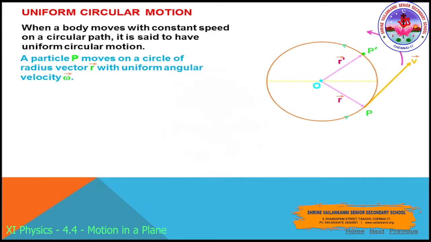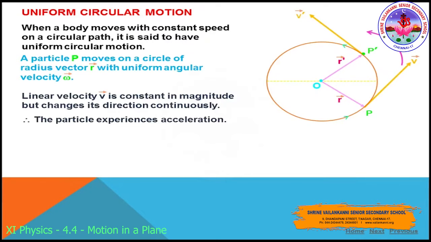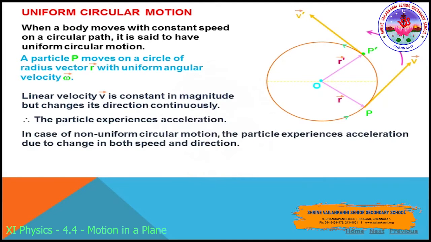So from this we can explain the angular displacement and the linear displacement of the particular motion. The linear velocity is constant in magnitude but changes in direction continuously, so the particle experiences acceleration. In case of non-uniform circular motion, the particle experiences acceleration due to the change in both speed as well as the direction.